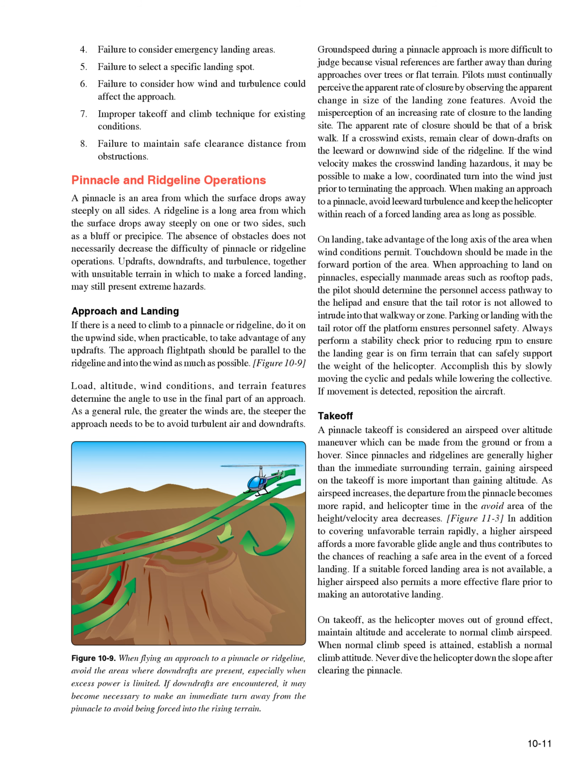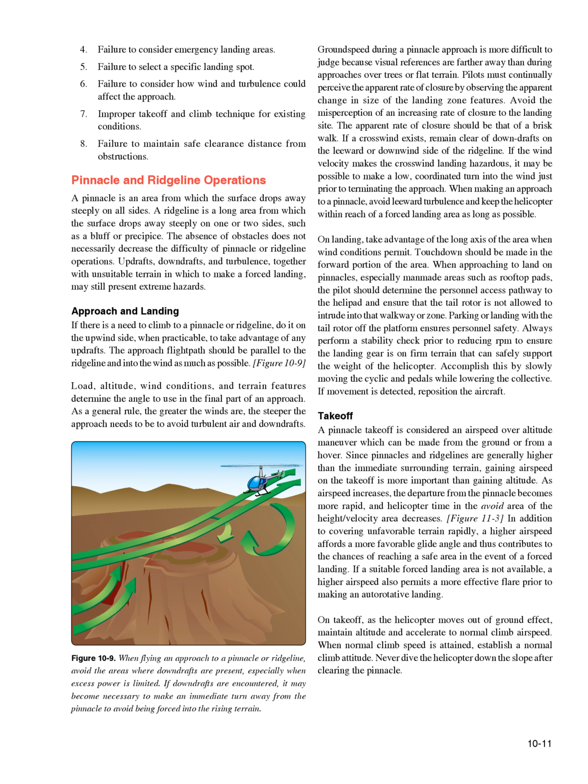When approaching to land on pinnacles, especially man-made areas such as rooftop pads, the pilot should determine the personnel access pathway to the helipad and ensure that the tail rotor is not allowed to intrude into that walkway or zone. Parking or landing with the tail rotor off the platform ensures personnel safety. Always perform a stability check prior to reducing RPM to ensure the landing gear is on firm terrain that can safely support the weight of the helicopter. Accomplish this by slowly moving the cyclic and pedals while lowering the collective. If movement is detected, reposition the aircraft.